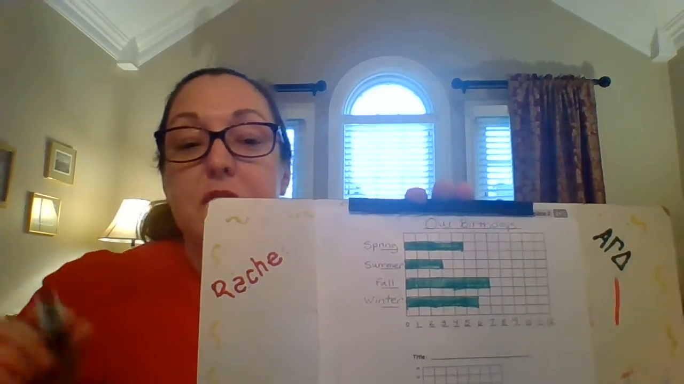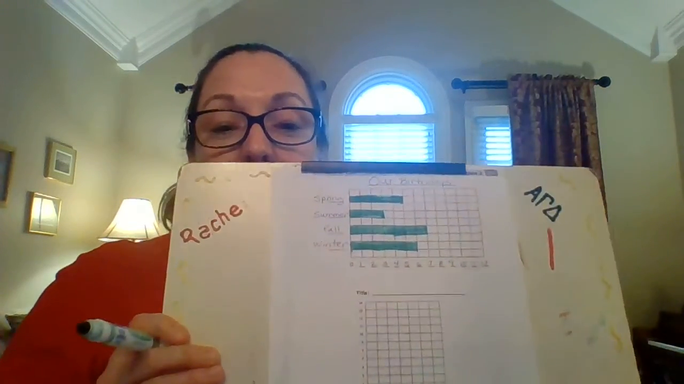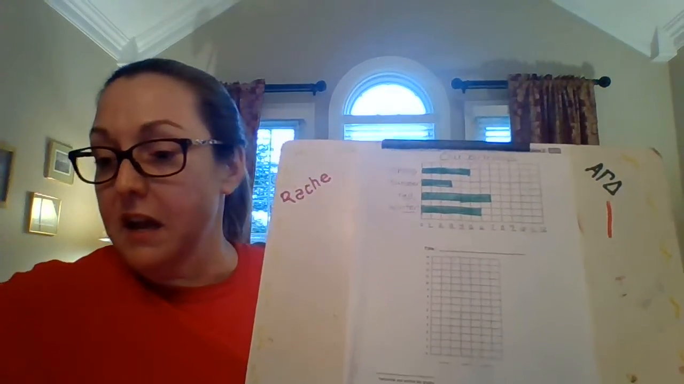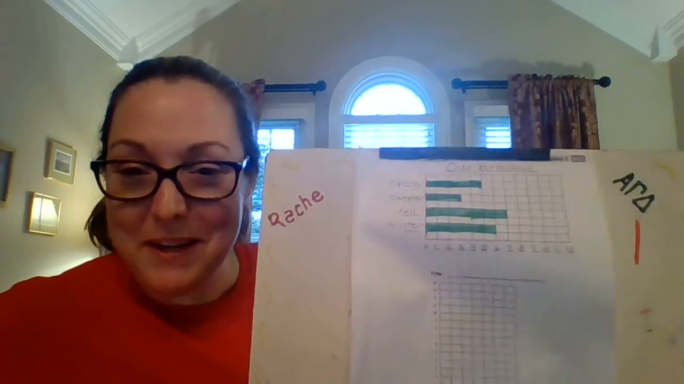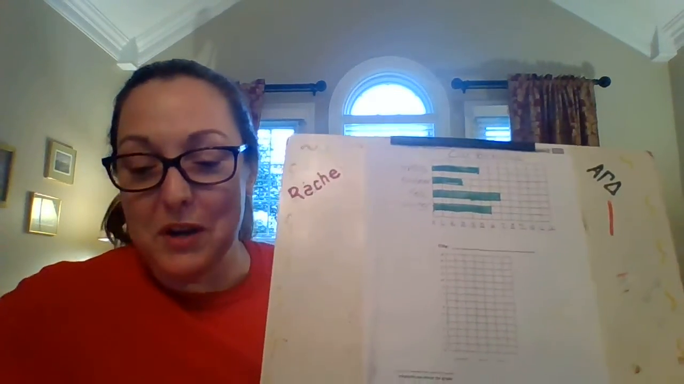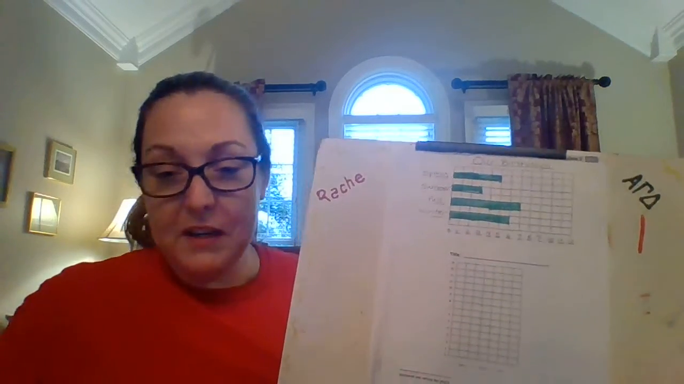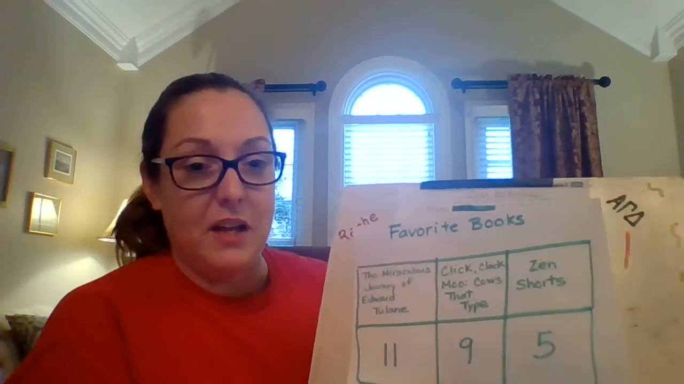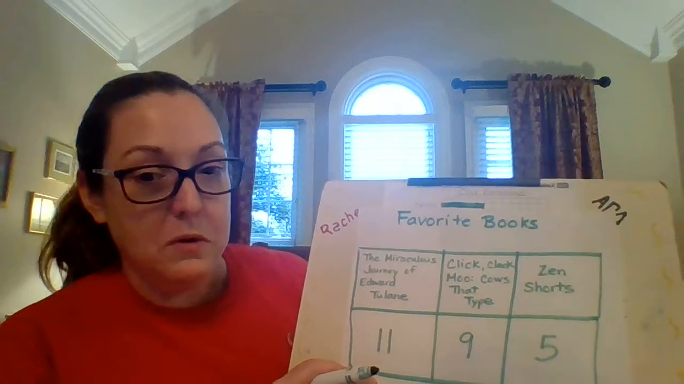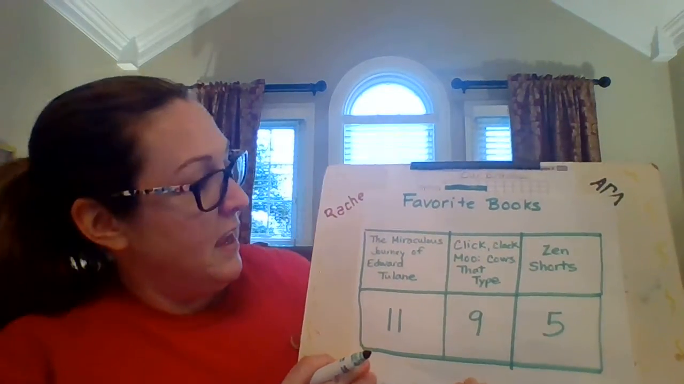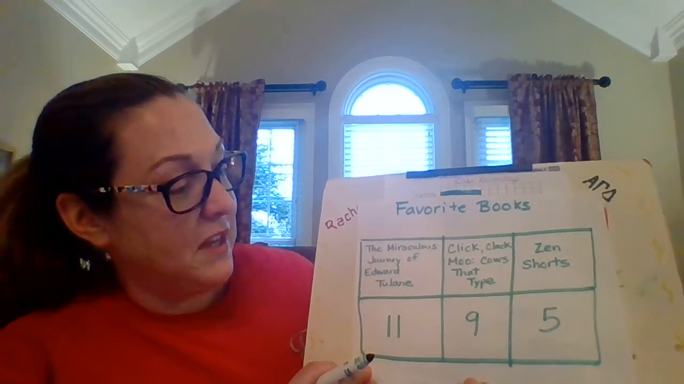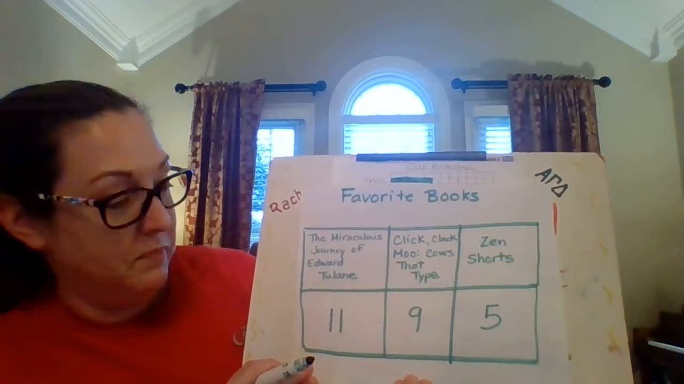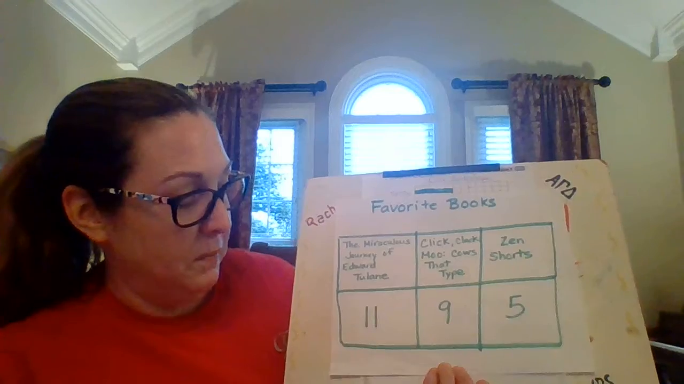All right, I'm going to move a little bit quicker on the bottom graph because I think you guys have just about got it. I made a second table here, and I didn't know what everybody's favorite books were, so I just used the ones in my book. This is favorite books in our class. There were 3 choices: The Miraculous Journey of Edward Tulane, Click Clack Moo, Cows That Type, and Zen Shorts. And this is the data that I collected.